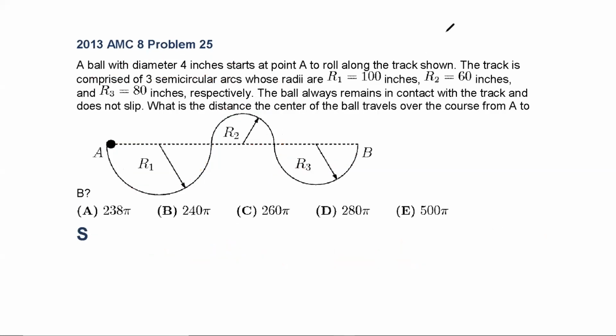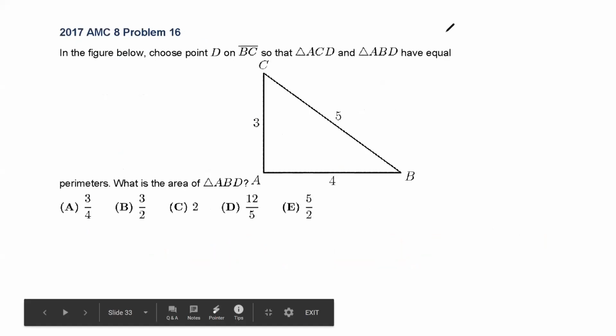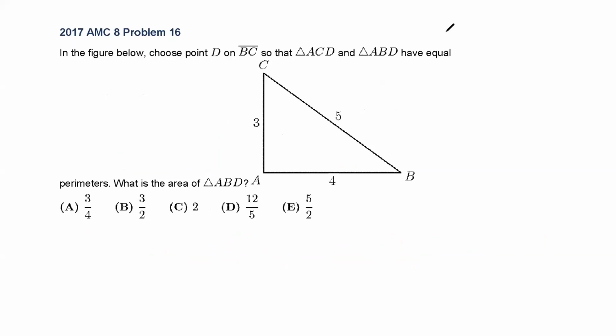Okay, next question. In the figure below, choose point D on BC so that triangle ACD and triangle ABD have equal perimeters. What is the area of triangle ABD?